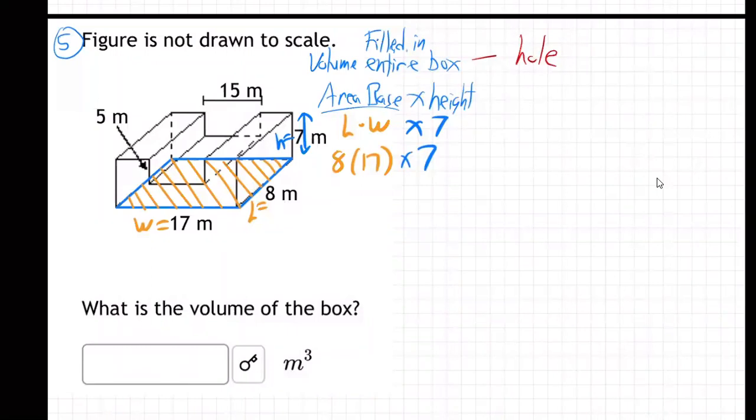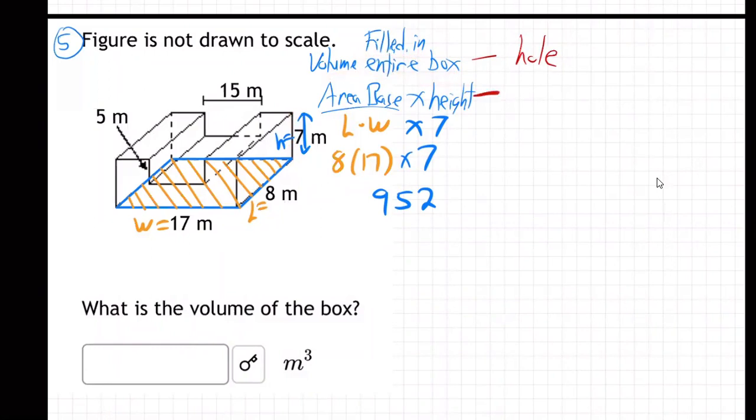And I'm getting 952. So that's if that box was entirely filled in. Right? Filled in volume of the entire box. If it went all the way to the top, but it doesn't, it has a hole. So now we have to subtract the hole.